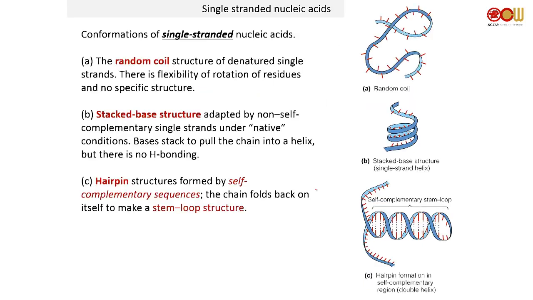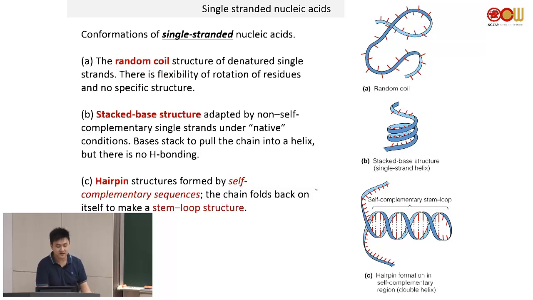Now, your DNA or RNA can of course be single-stranded. If it's not doing base pairing, it can be single-stranded. Obviously, it's not just going to be a single strand like a linear line floating in the solution. It's going to have secondary structures. These are the different conformations of single-stranded nucleic acids.